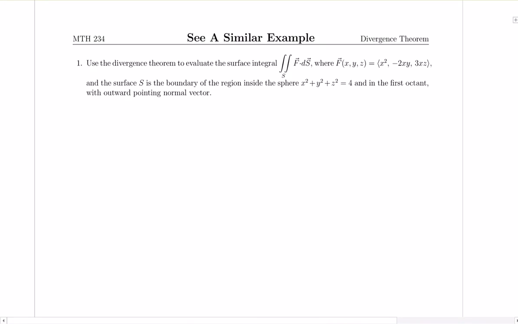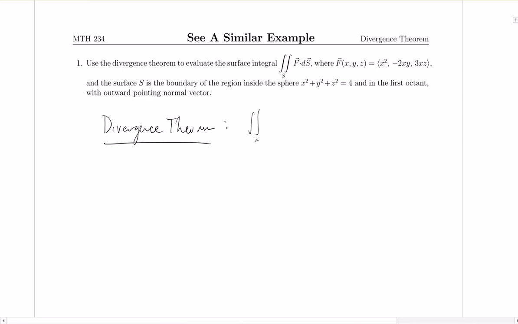In this video, we will use the divergence theorem to evaluate a surface integral. So remember first what the divergence theorem says. It says that for a closed surface S, so this is important, the theorem only applies if the surface is closed.